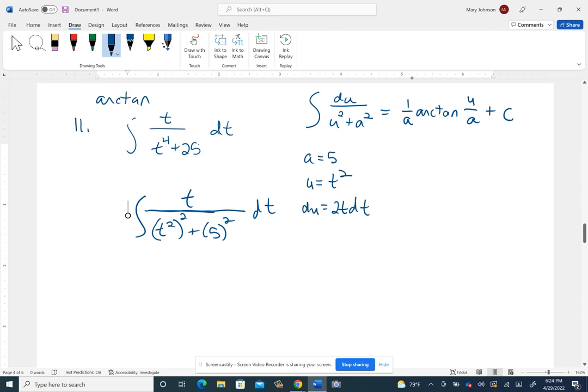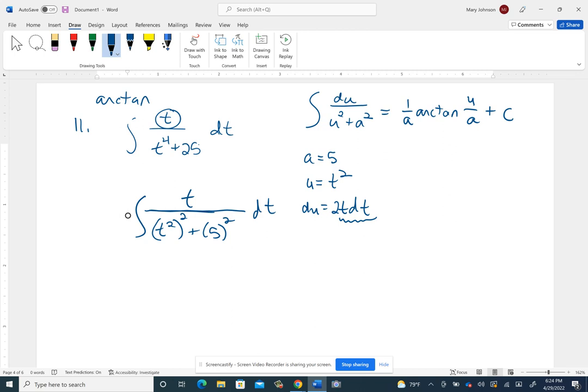We had this extra t right here that at first you might think, oh no, what am I going to do about that? But it's a good thing that we had it, because when we go to put our du in there, we see that we have to have a t along with the dt.